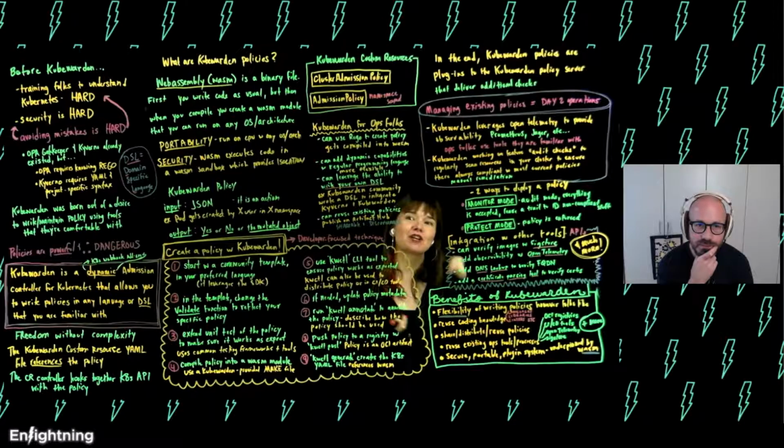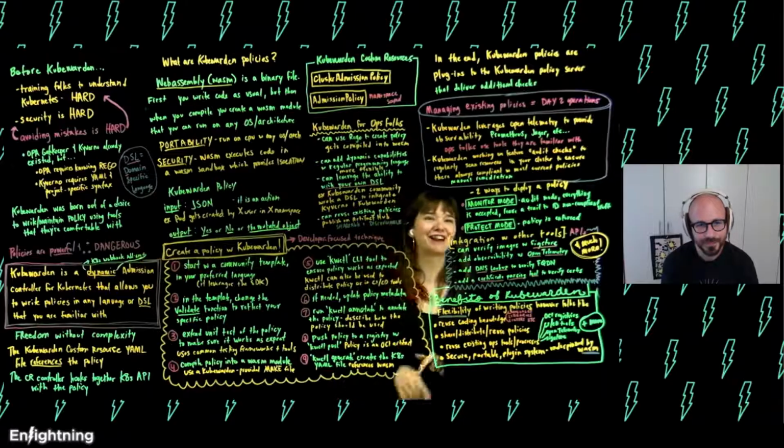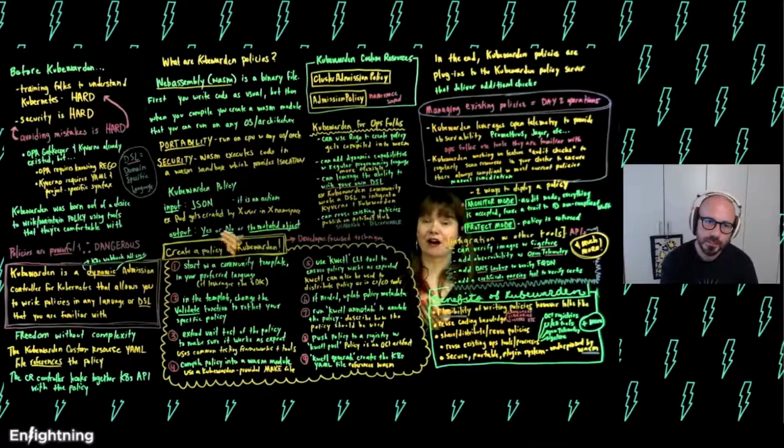Kubewarden leverages OpenTelemetry to provide observability. We talked about Prometheus and Jaeger. So ops folks, again, are using tools that they're familiar with. And Kubewarden's also working on a feature called audit checks to regularly scan resources in the cluster to ensure that the objects in your cluster are always compliant with the most current policy. That requires manual remediation because it's a dangerous thing to do automatically. You could break stuff too easily. Policies are powerful and therefore dangerous.